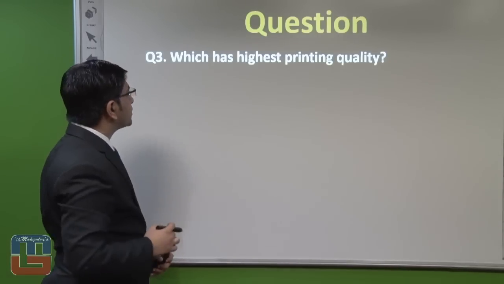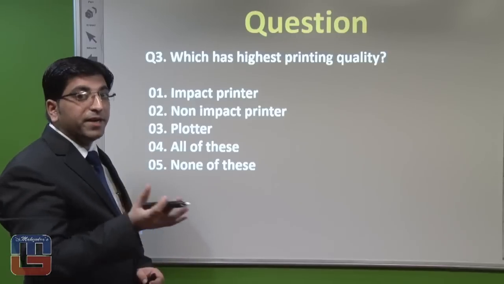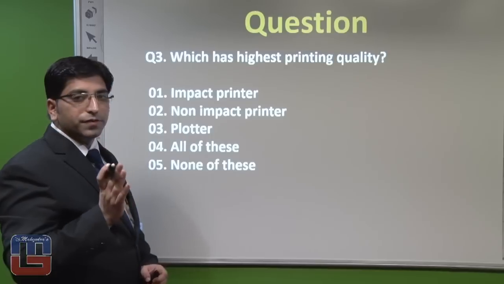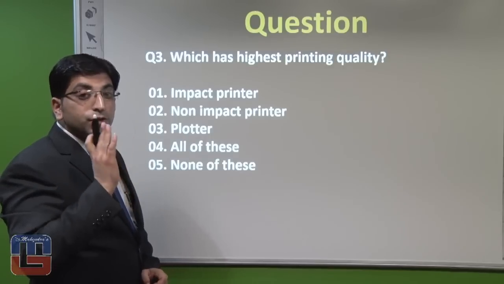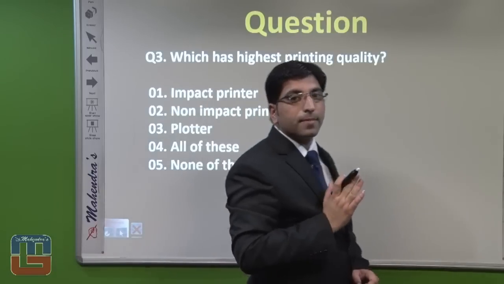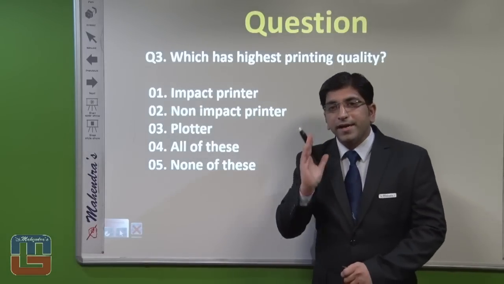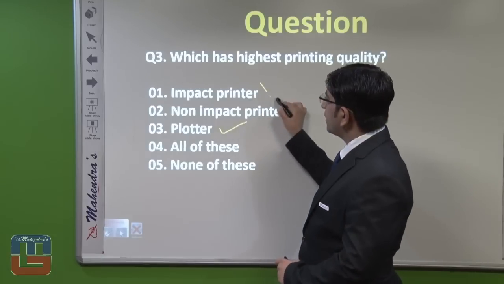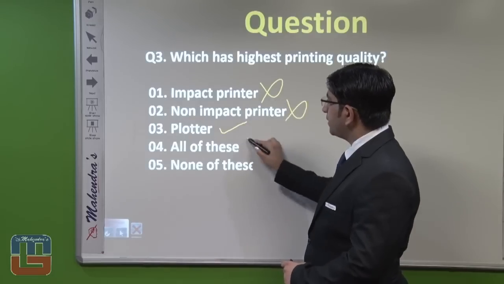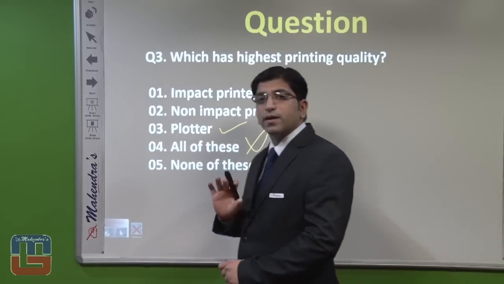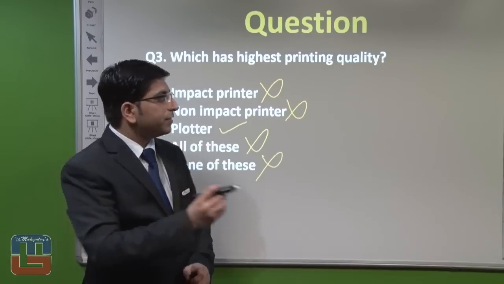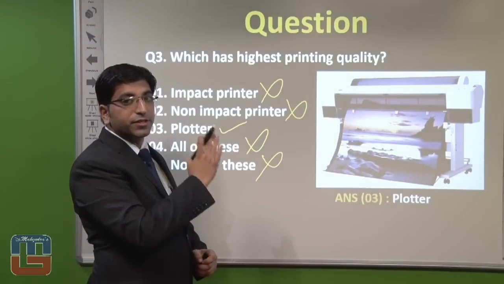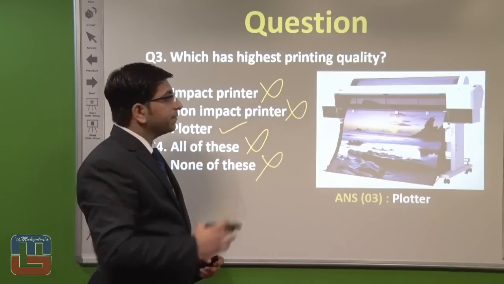Let's have a look at the options first. Is it an impact printer? Is it a non-impact printer? Is it a plotter? All of these or none of these? So what is the right answer? Any guesses? For highest printing quality, the right answer is plotter. So impact printer, non-impact printer, all of these, none of these are the wrong answers. Let's check the answer first. Here is the answer. Yes, the plotter is the right answer, which is used for highest printing quality.